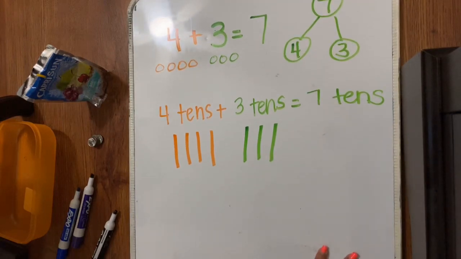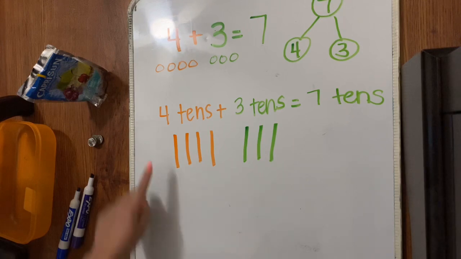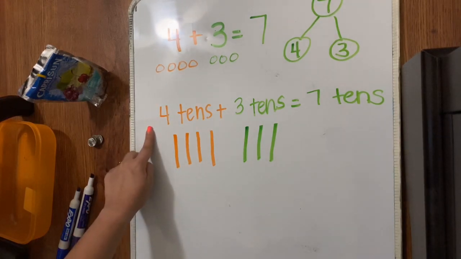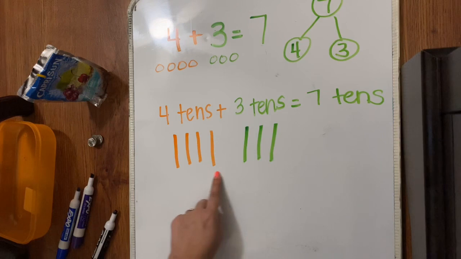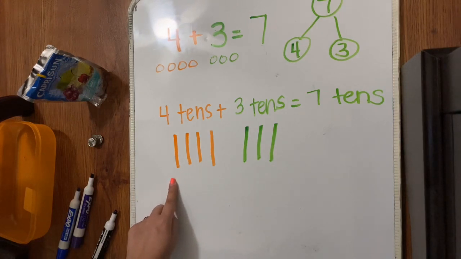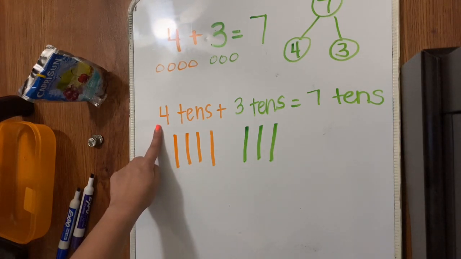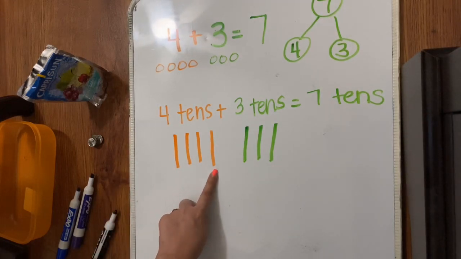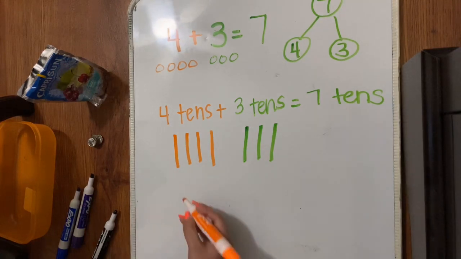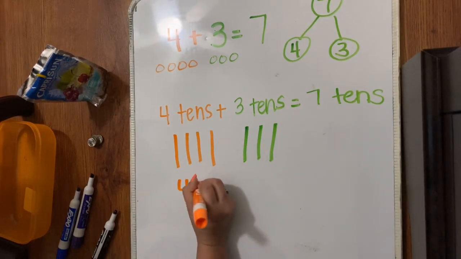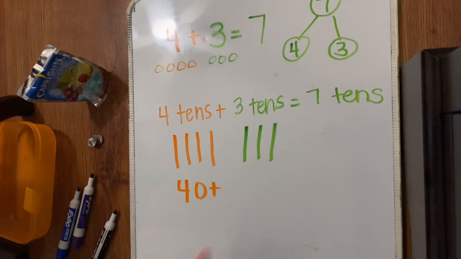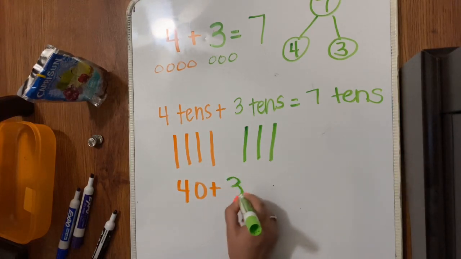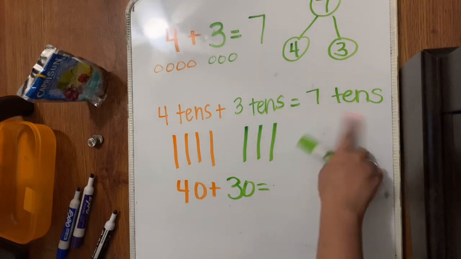Now the last thing that we would be able to do is to show these groups of 10s as the actual number. So what does this represent? What does this picture here show us? Well, it shows us 4 groups of 10, but remember we count by tens. 10, 20, 30, 40. So this right here is 40 plus what? What does 3 tens actually equal? 10, 20, 30. So we have 40 plus 30, which equals 7 tens.